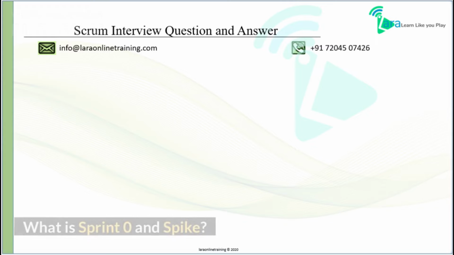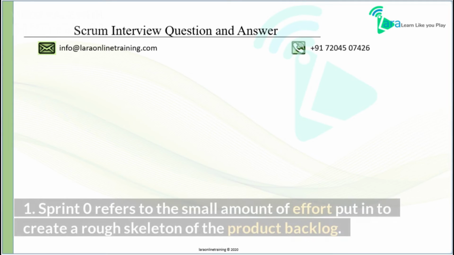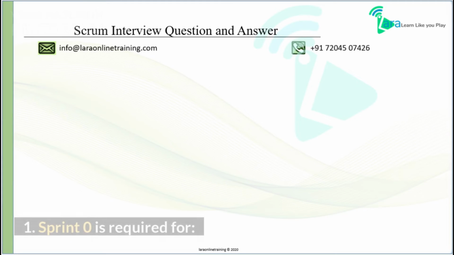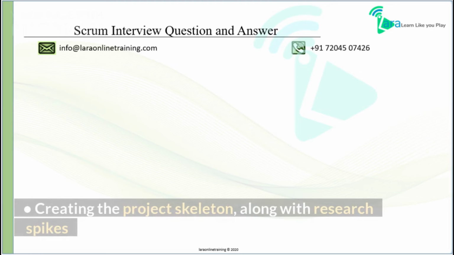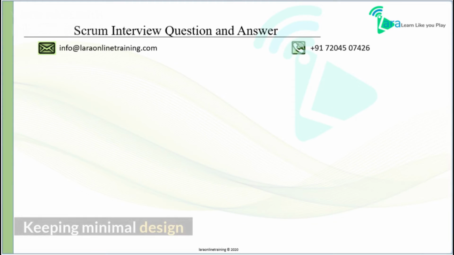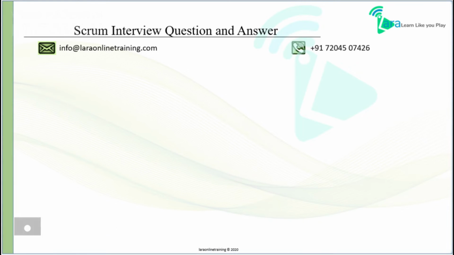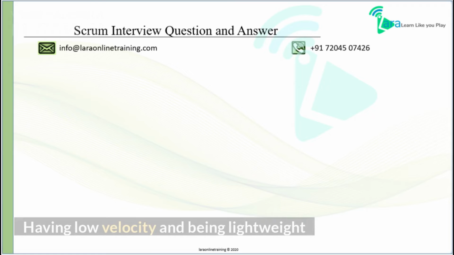8. What is Sprint Zero and Spike? 1. Sprint Zero refers to the small amount of effort put in to create a rough skeleton of the product backlog. It also includes insights towards estimating the release of products. Sprint Zero is required for creating the project skeleton, along with research spikes. Keeping minimal design. Developing some stories completely. Having low velocity and being lightweight.